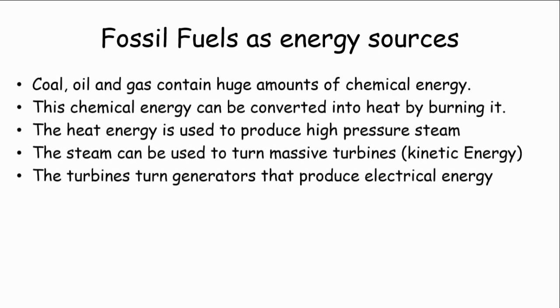So coal, oil and gas contain huge amounts of chemical energy, and this chemical energy can be converted into heat simply by burning it. The heat energy is used to produce high pressure steam, and the steam can be used to turn massive turbines, which have obviously kinetic energy. The turbines turn generators that produce the electrical energy. So we use coal, oil and gas because they've got a huge amount of energy available, which is really, really useful. We need lots of energy because our energy demands are immense and getting bigger, in fact.